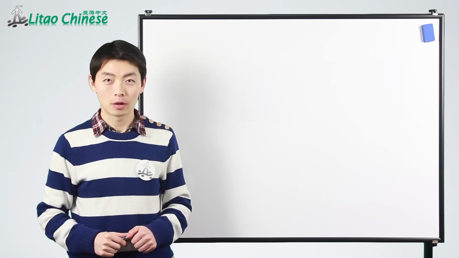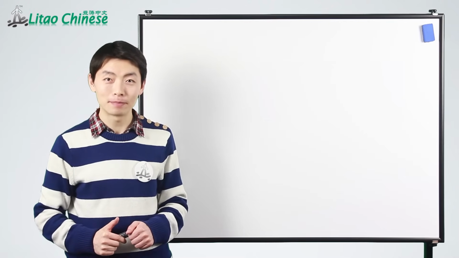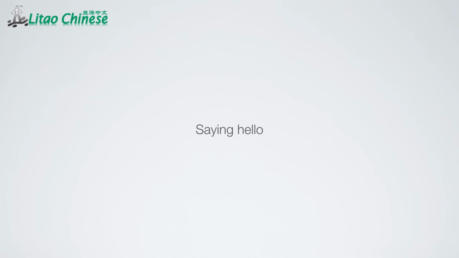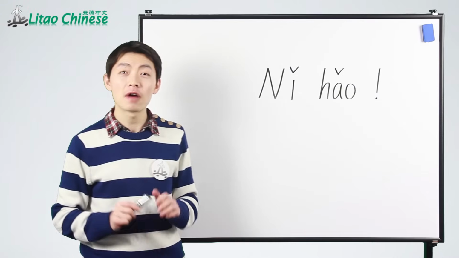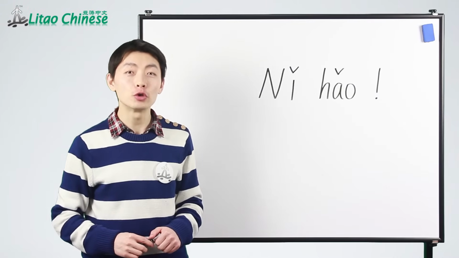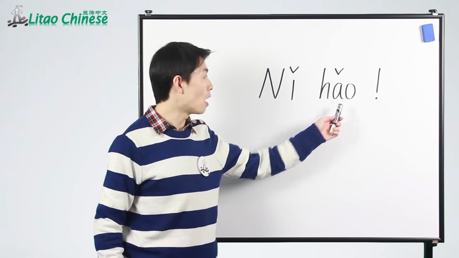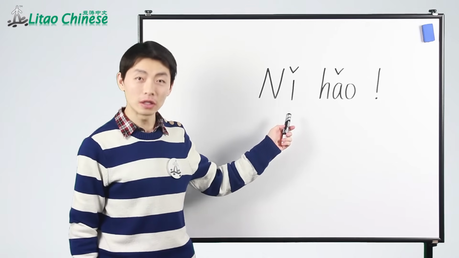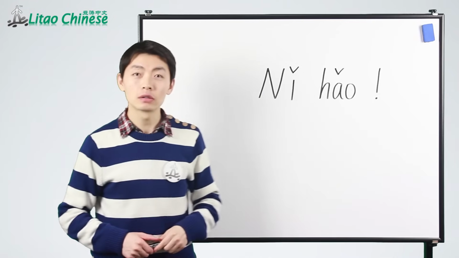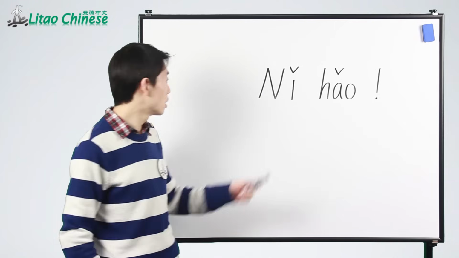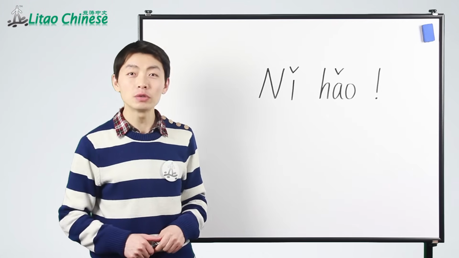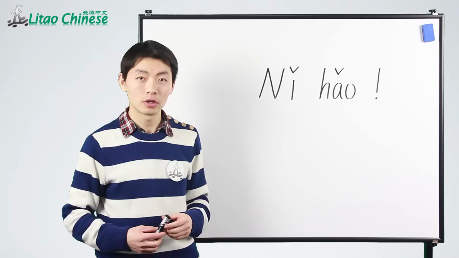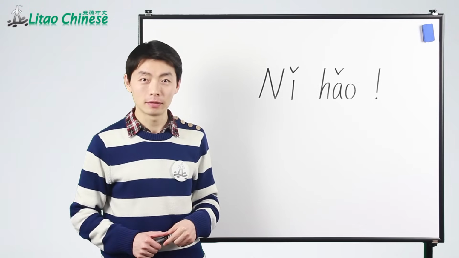In our first lesson, we are going to learn how you ask for a person's name and introduce your name when you meet each other at the first time. Well, the first very common and important phrase you should know is 你好. 你 means you in singular, 好 means good. The literal translation is you good. We use 你好 to say hello to someone in Chinese, and the response should be 你好 as well.